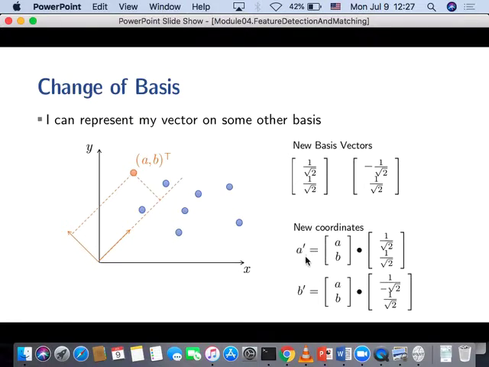I will compute A prime, which is the new value here, as just the dot product of AB in the original basis with the new basis vector, and B prime will be the dot product of this with the other new basis vector. The dot product gives me the length of the projection, and that's just a way to perform the change of basis. Notice that it simplifies because I normalized the new basis to unit length. Otherwise, I would have to have some scale factor there.